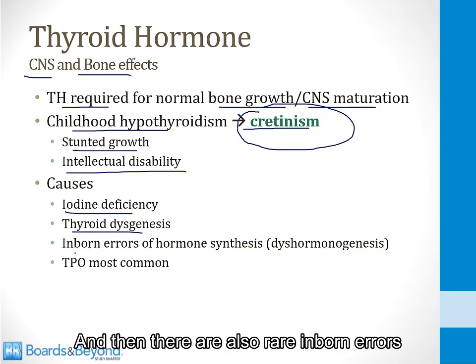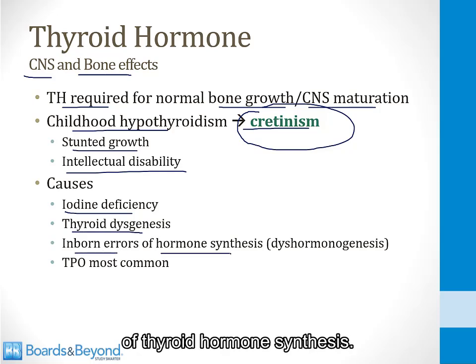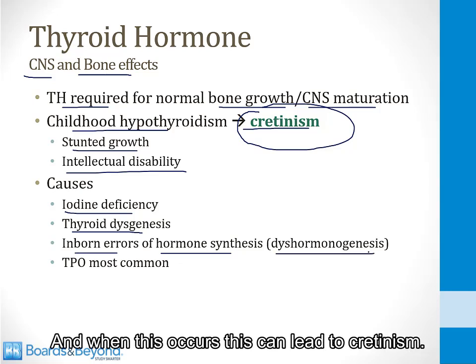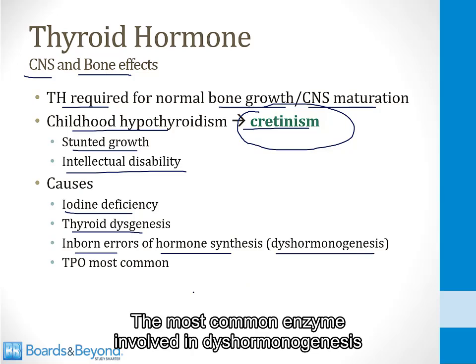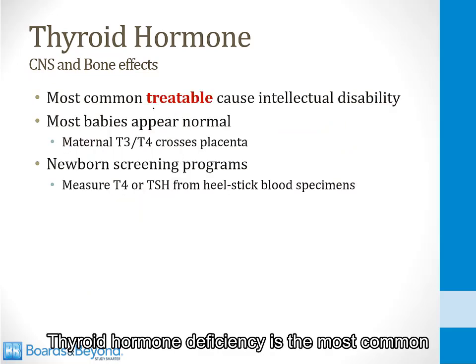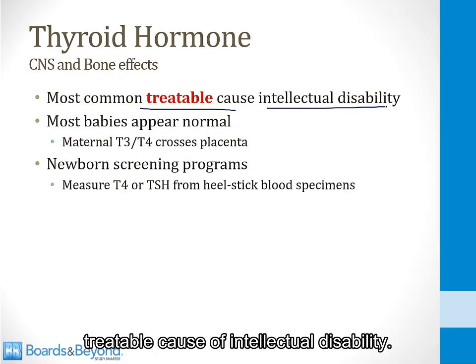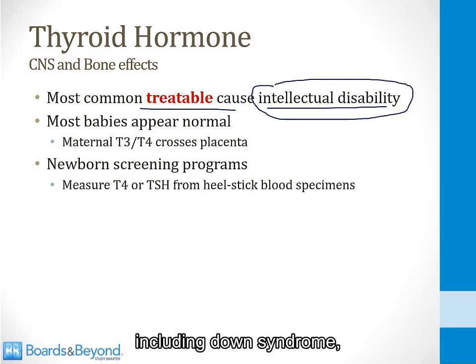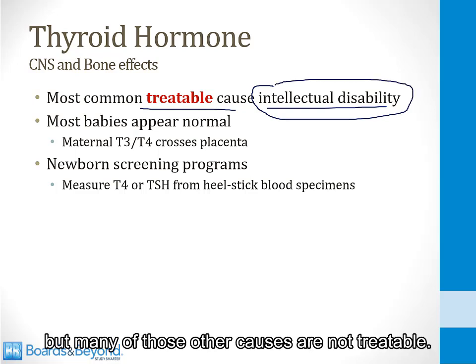And then there are also rare inborn errors of thyroid hormone synthesis. This is called dyshormonogenesis. And when this occurs, this can lead to cretinism. The most common enzyme involved in dyshormonogenesis is thyroid peroxidase. Thyroid hormone deficiency is the most common treatable cause of intellectual disability. There are many causes of intellectual disability, including Down syndrome, but many of those other causes are not treatable.